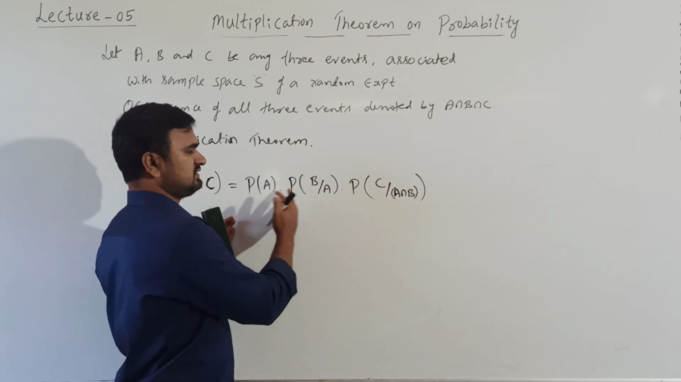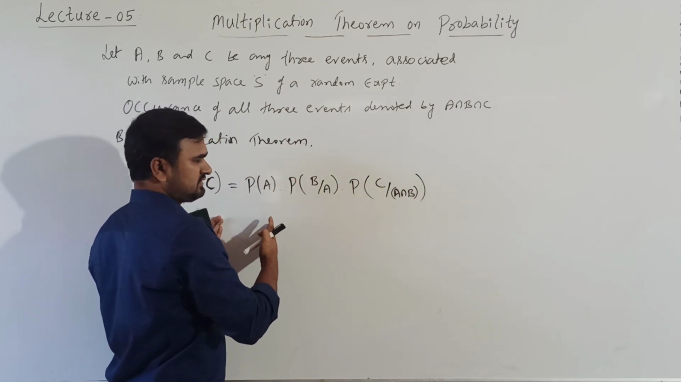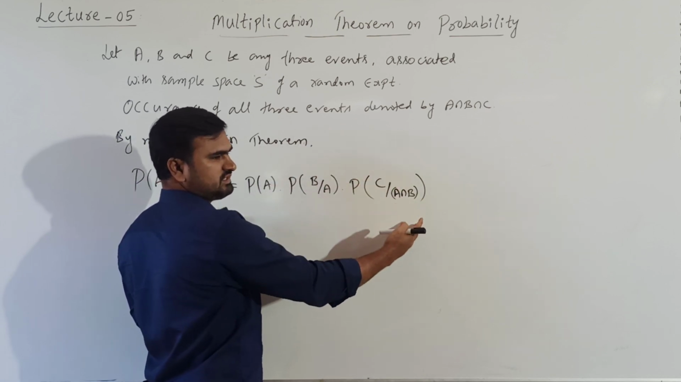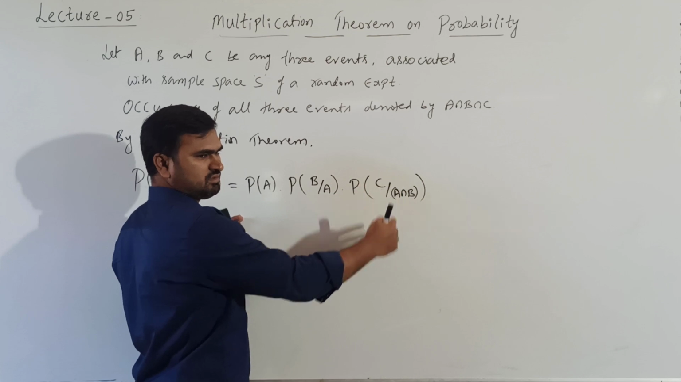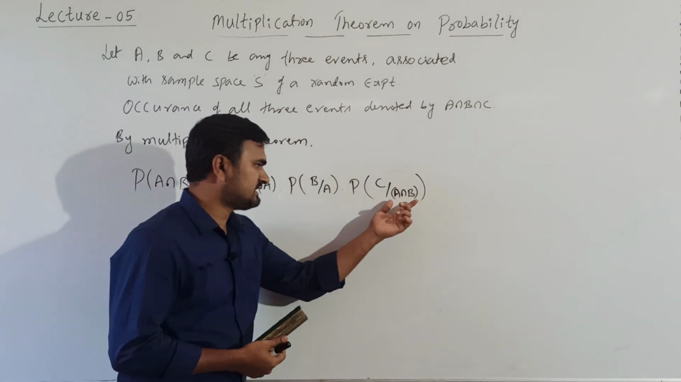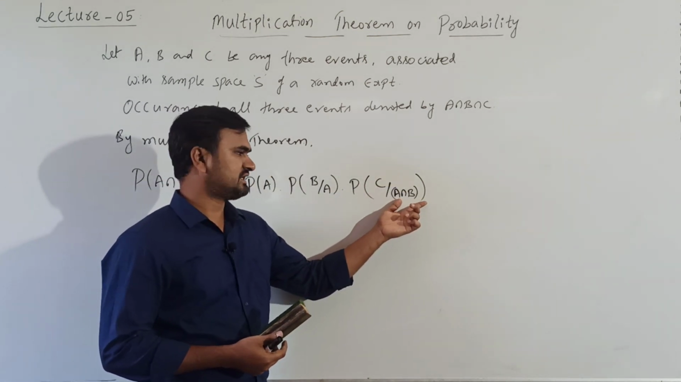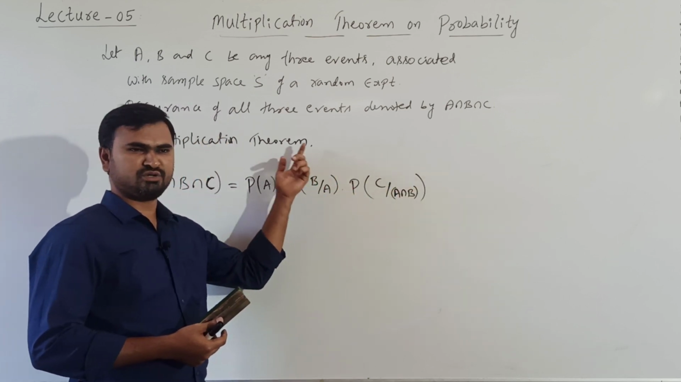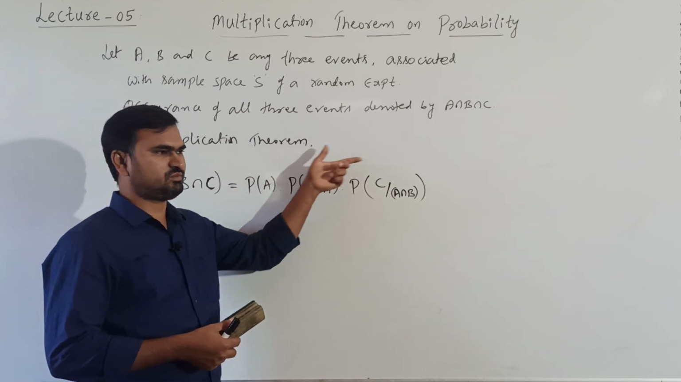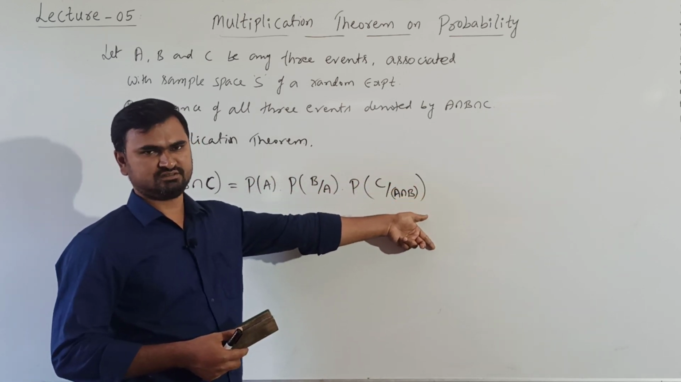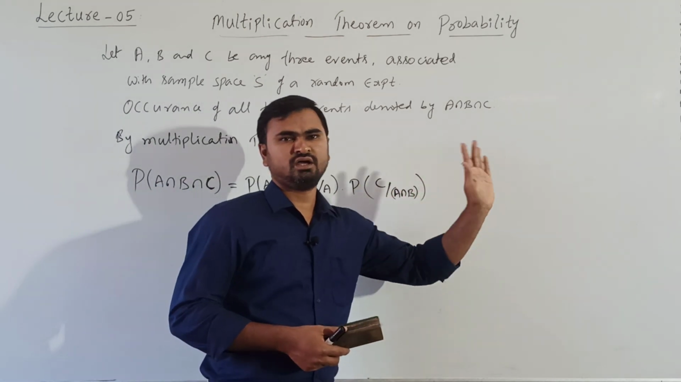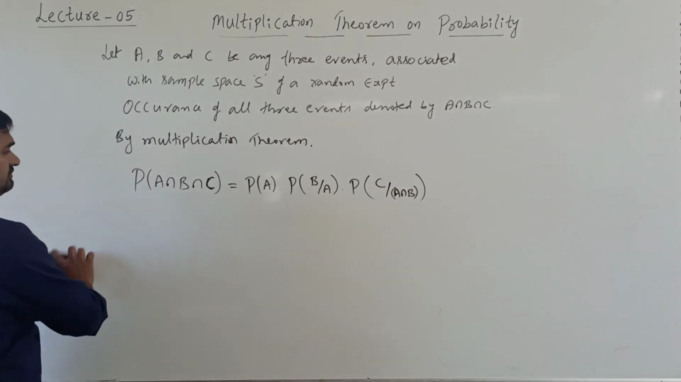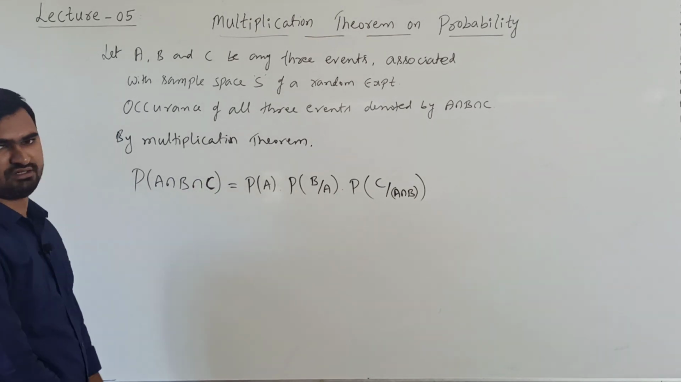So successively we write the occurrence of one event, the occurrence of the second event knowing that the first has happened, then the occurrence of the third event knowing that the first two have already occurred. So we have to consider that these have occurred. If we don't consider this, then the answer will be wrong. Knowing that some previous events have occurred, what is the probability of occurrence of the next event? So like this we can extend it to any number of events. Proof is not required, we just read the theorem.